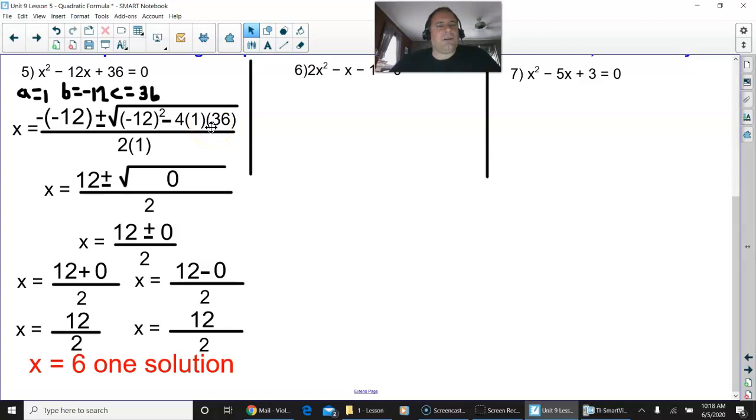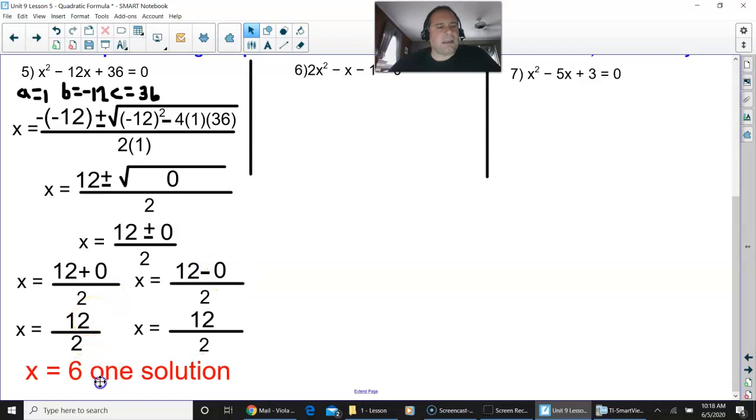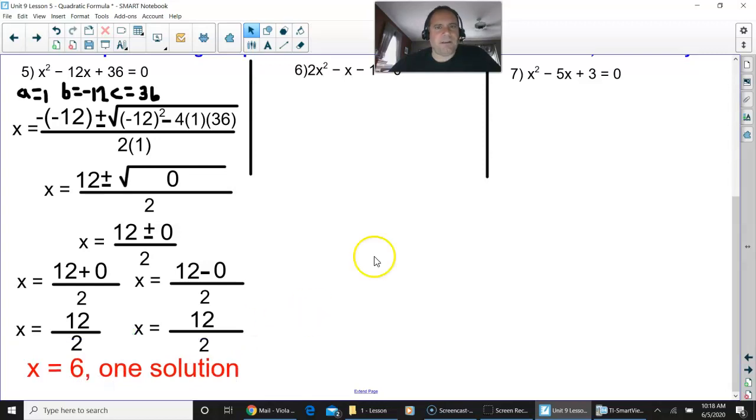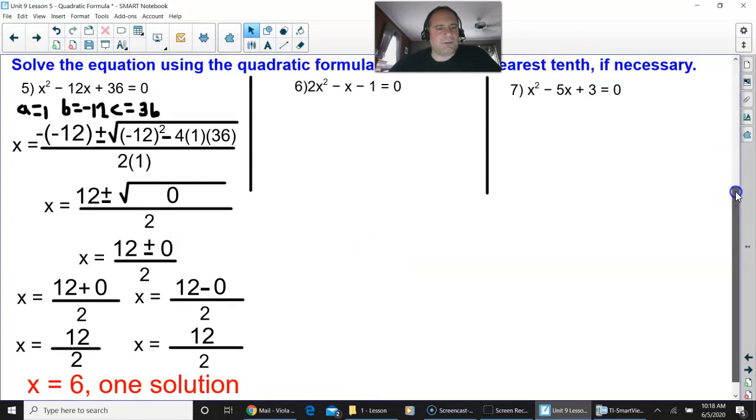0. So, square root of 0. 2 times 1 is 2. So you have x equals 12 plus or minus 0, divided by 2, and you have 12 plus 0, and you have 12 minus 0, which is the same thing again, and x equals 6, and that is one solution. All right, go ahead, try number 6 on your own. You could press pause now.